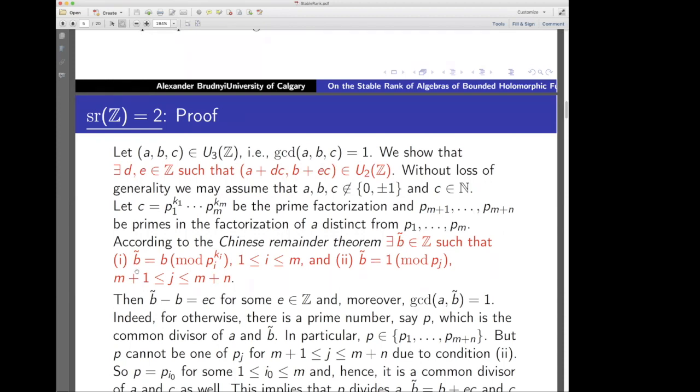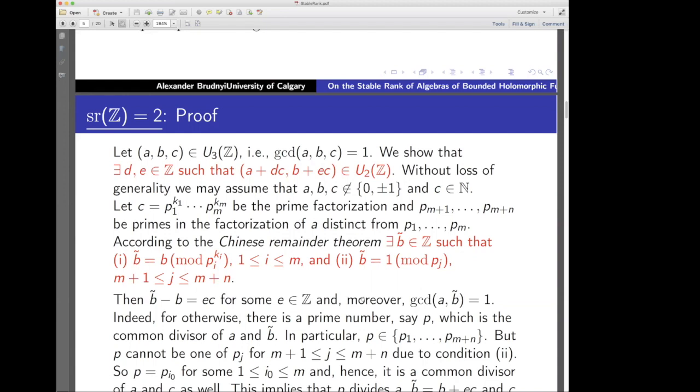such that b tilde equals b modulo p_i^{k_i}, where i is from 1 to m, and b tilde equals 1 modulo p_j, when j is from m+1 to m+n. Okay, so in particular, from the first part, from i, we obtain that b tilde minus b equals e times c, right? Because it can be divided by all factors in the factorization of c, for some integer e.